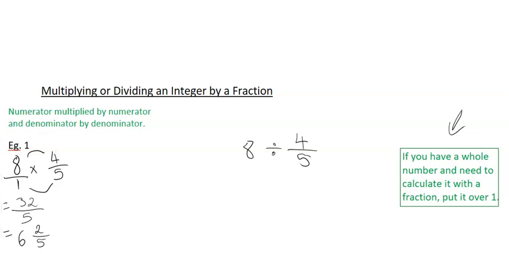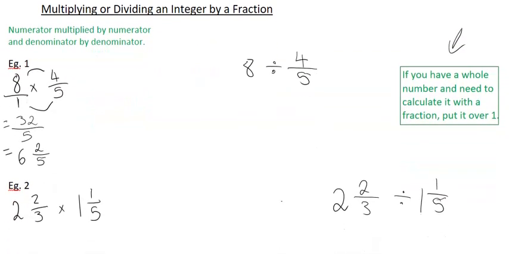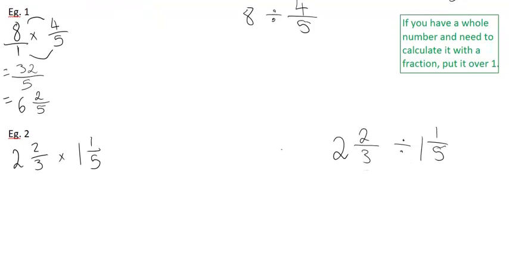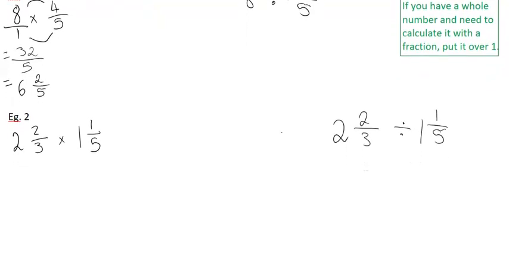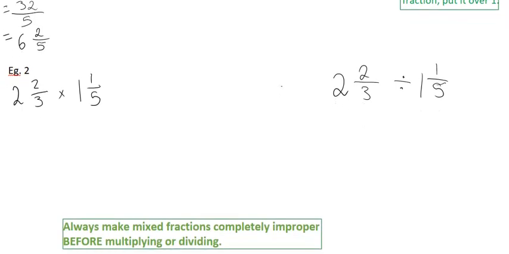Okay, I'm going to keep going with the multiplication and I'll circle back to division in a moment with example number 2. Okay, now we have a mixed fraction in this example. We've got a mixed fraction, so here this rule applies. Always make mixed fractions completely improper before multiplying or dividing. This is very, very important. You cannot proceed without doing that. So that's the first thing I need to do.